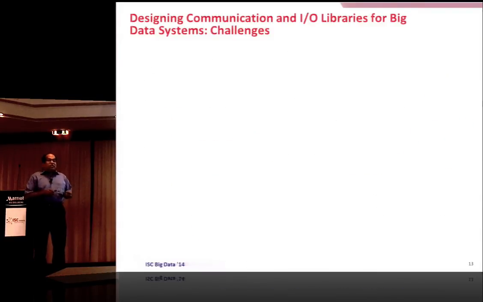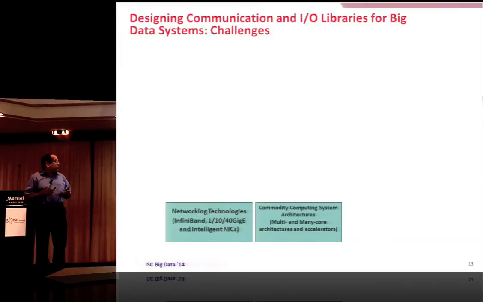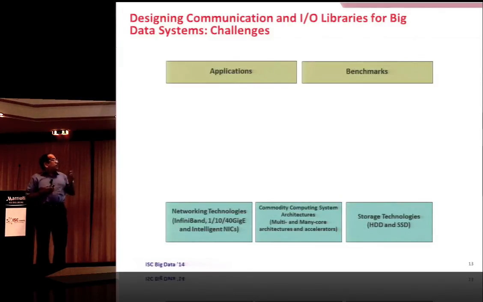So with that kind of background, we asked the question, what are the bigger challenges? If we take a look at all these advances in multi-core, many-core, networking technologies, and storage technologies, I call this the supply side. That means these technologies are coming to us. And if you take a look at big data at the top, let's say you have some applications or some benchmarks like Sort, TeraSort, etc. We need to take all these capabilities and deliver the performance at this layer. So that is the goal.